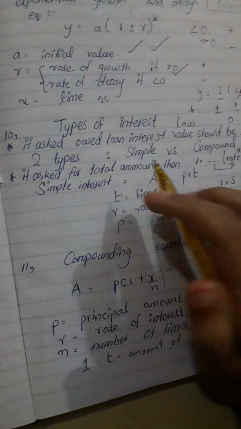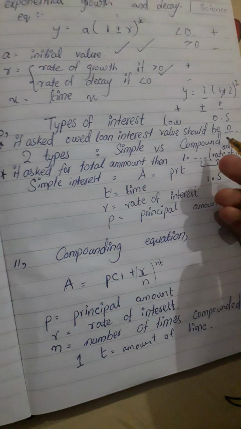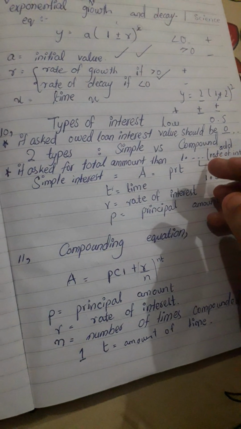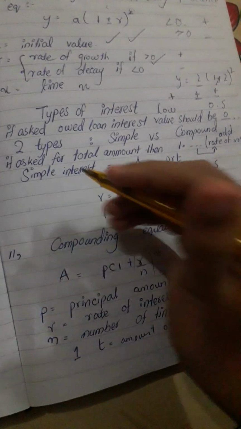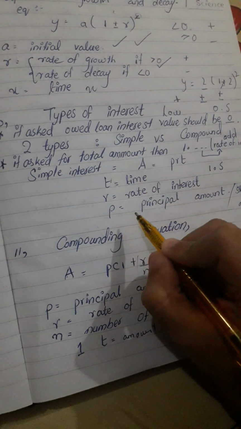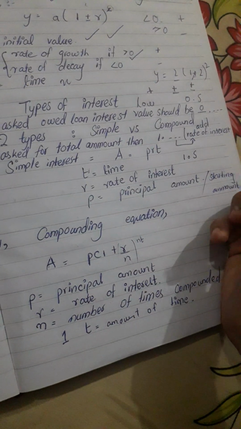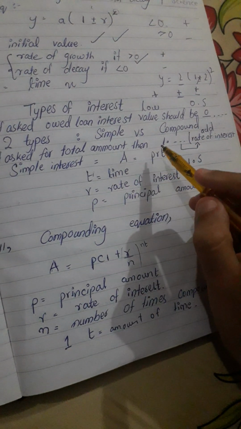Okay. Afterwards, there are two types of interest. One is simple and second one is compound. Compound adds more than two interests. Meanwhile, the simple one adds only one interest. Right. The time, the rate of interest, and principal amount, or you can simply call it initial amount. This is the formula for our simple interest.